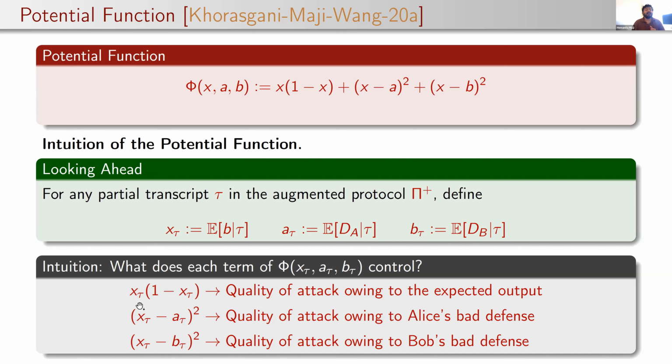Let me give an example. Suppose the expected outcome is half, but Alice is choosing to defend using a defense such that her expected outcome is 1/4. Then Bob can just abort, and Alice's output distribution will have expected value 1/4 instead of the honest output of half. They are significantly different. So in some sense, this term punishes Alice for defending badly. Similarly, this term punishes Bob for defending badly.